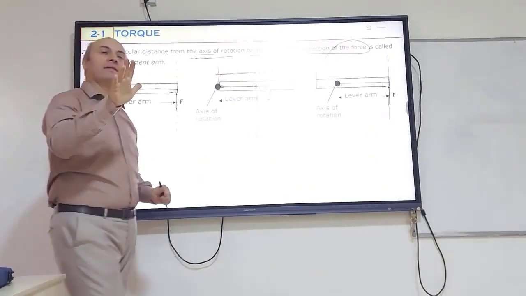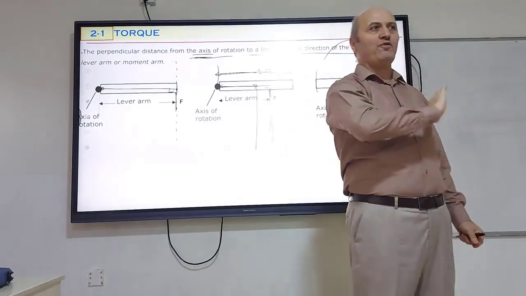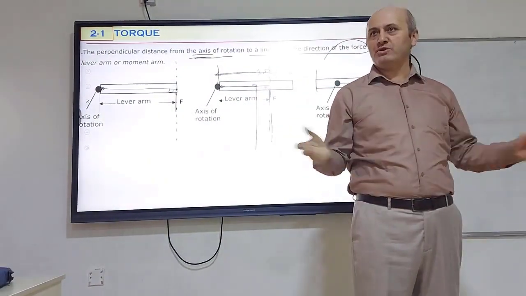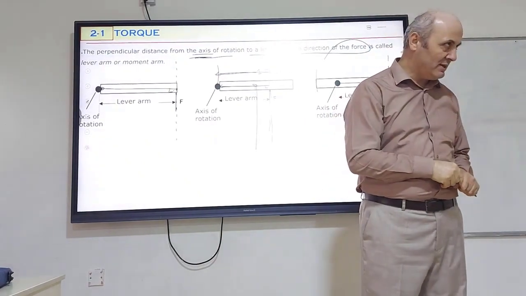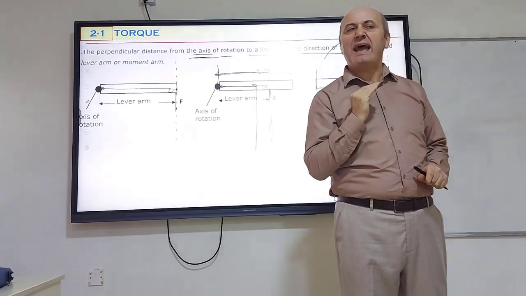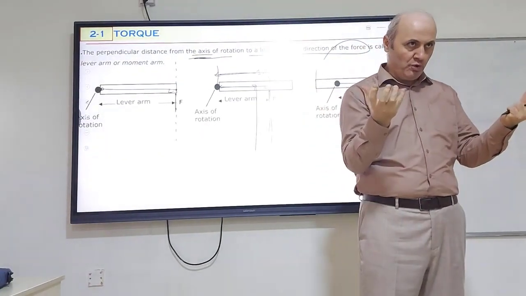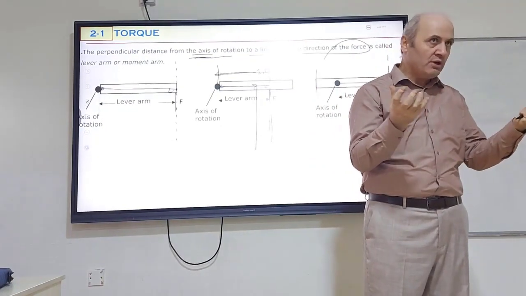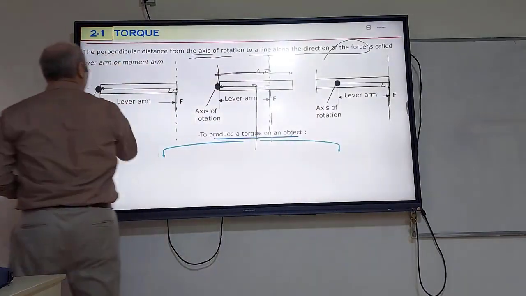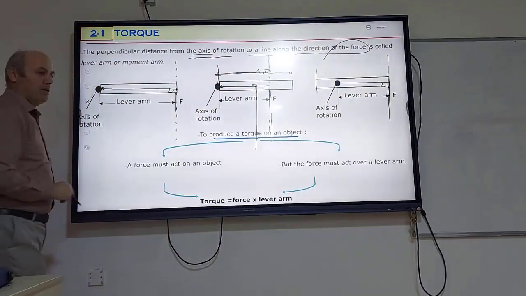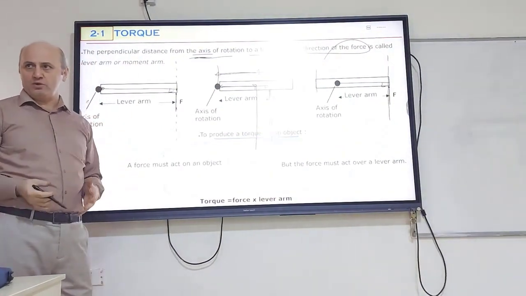And then you learn that to produce torque, we need 2 things. Absolutely force. Without force, no torque. But that is not enough. You also need a lever arm. Force must act over a lever arm. When we have these 2, force and lever arm for that force, you multiply them and you calculate torque. This is torque. Force times lever arm. This is, in fact, how to calculate torque.